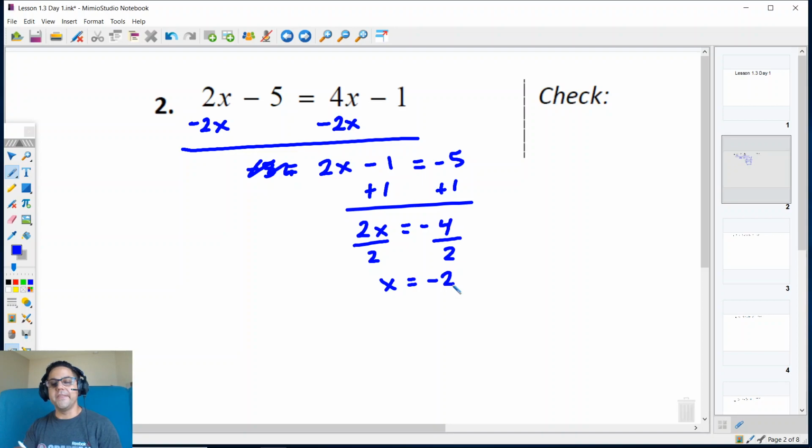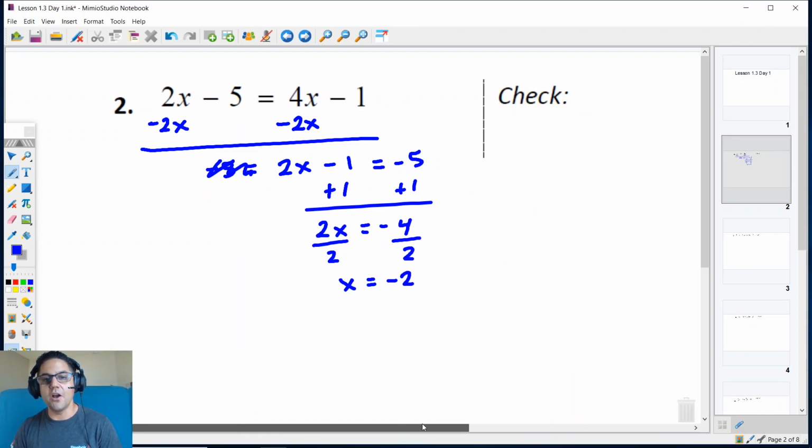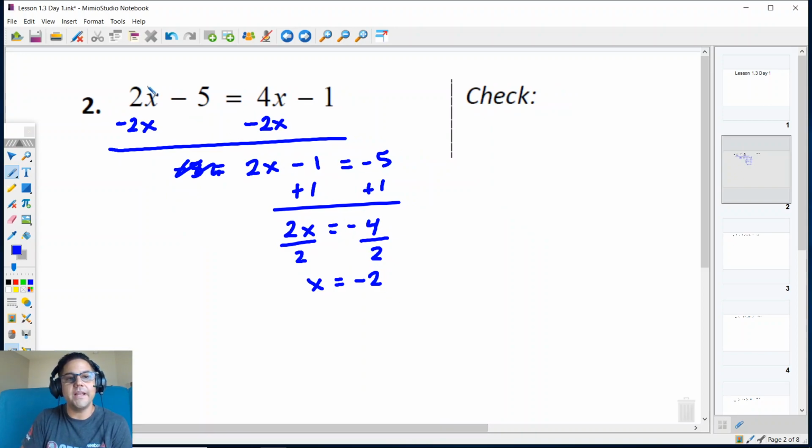Now when you're ready for the check, again on this assignment we give you a nice little space there to check it. You're going to go ahead and substitute your value for each location for the x. So in other words, it says 2x, so it's going to be 2 times your x value, which of course is, we think, negative 2.